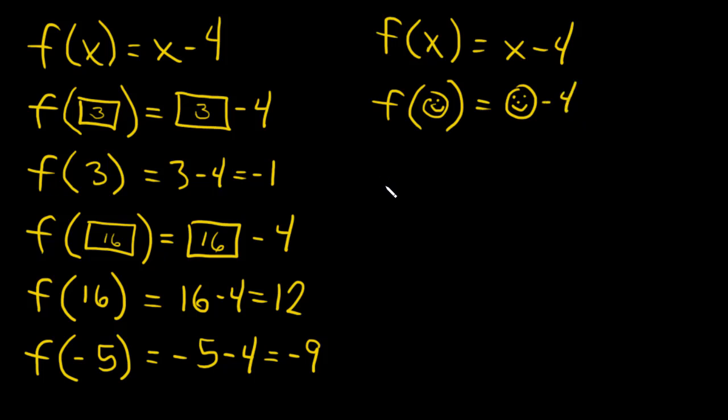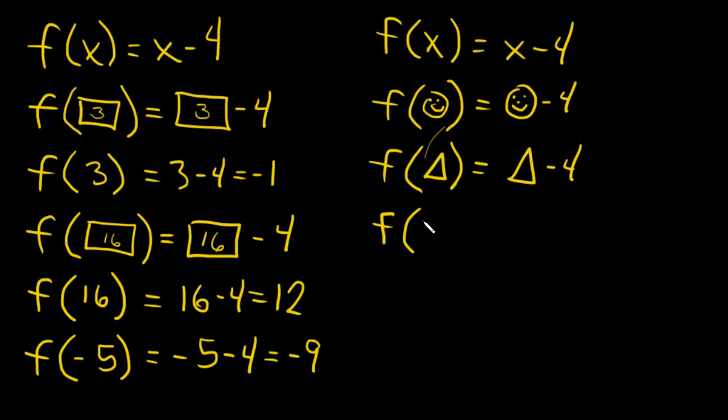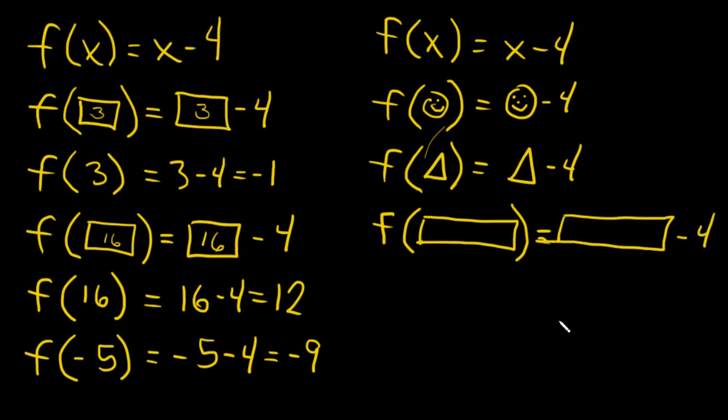Okay, what about f of triangle? Well, f of triangle would be triangle minus 4. That's just a straight substitution. If f of x is x minus 4, f of triangle is triangle minus 4. Alrighty? Now, what if I put a big old rectangle over here? Nice long rectangle. What would that give me? Well, it would be nice long rectangle minus 4. Right? Okay? And I'll clean that up just a little bit. There we go.